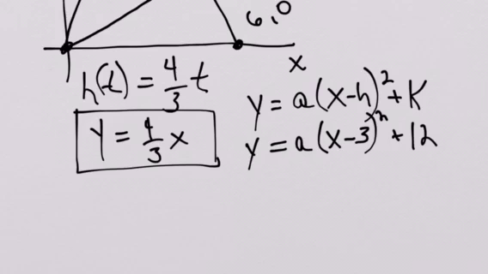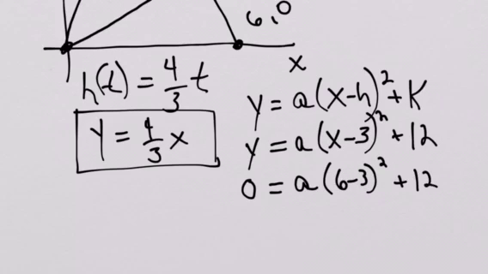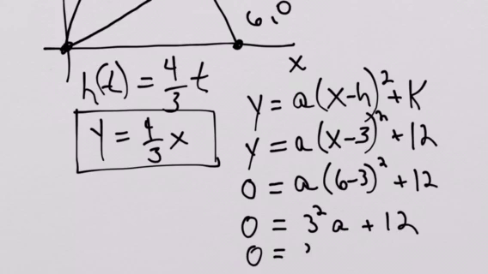Okay, pause. Okay, now let's take our other point, this one right here, 6 comma 0. What I'm going to do is plug in the 0 for y and say that that equals a times 6 minus 3 quantity squared plus 12. Okay, now let's go ahead and solve this a little further. 0 equals 3 squared a plus 12. And we'll clean it up just a bit more. 0 equals 9a plus 12.